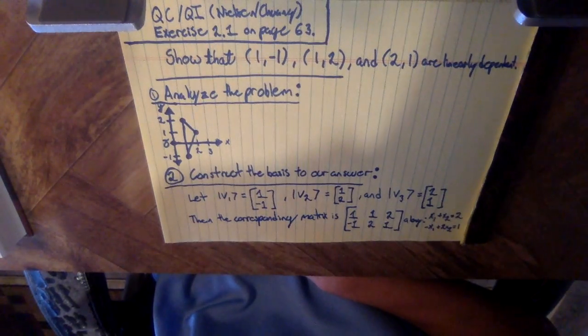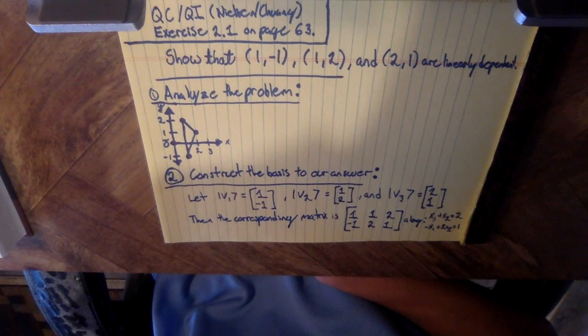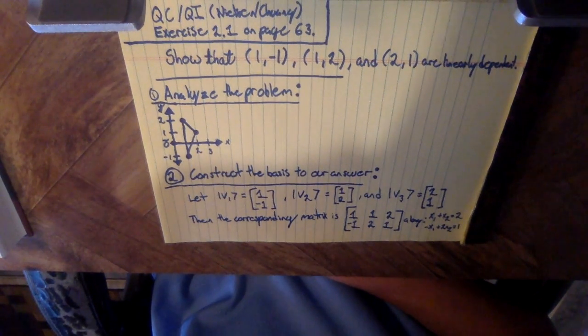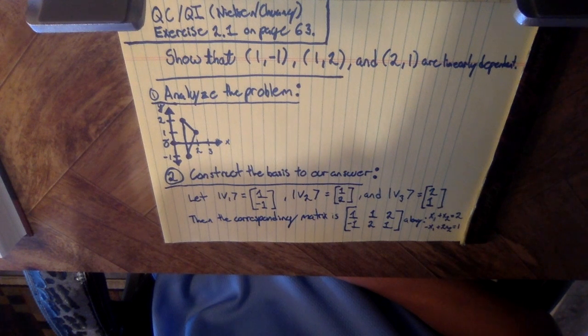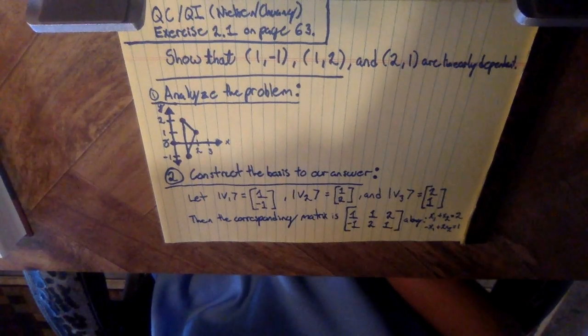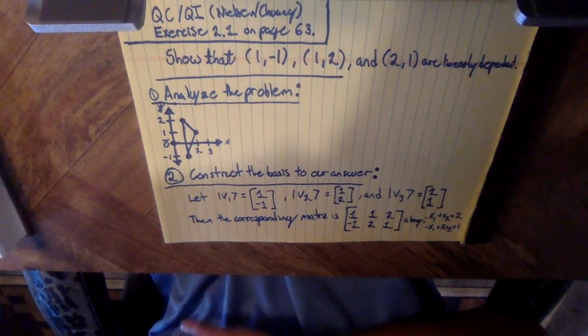Now we head to our final exercise 2.1 on page 63 of the Quantum Computation and Quantum Information book by Nielsen and Chuang. The question states, show that the vector 1, negative 1, the vector 1, 2, and the vector 2, 1 are linearly dependent. And in our first step of analyzing the problem, we can clearly see that the only answer for this is for it to be linearly dependent.